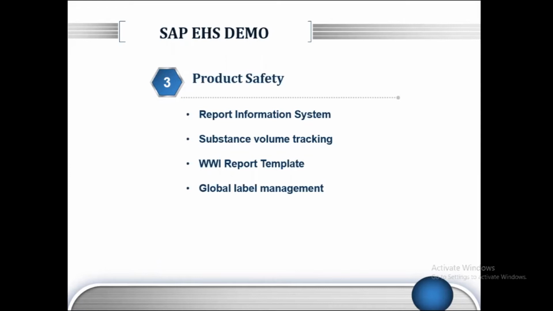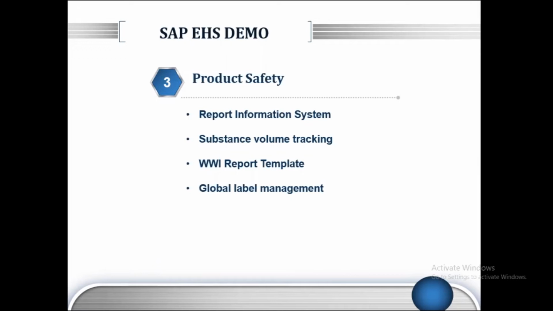Apart from this, we have substance volume tracking. I told you about hazardous substances, right? It will generate the alerts. Substance volume tracking is very helpful, because if there are hundreds of chemicals stored in your plant, you cannot go every day and check the quantity, compare it with the maximum limit, and then take action. Every day it is not possible. Humanly, it is not possible. So we have some assistance from the software in the form of substance volume tracking.